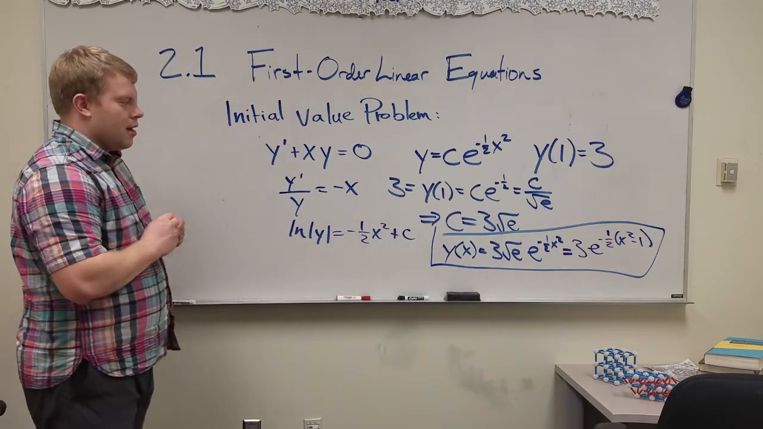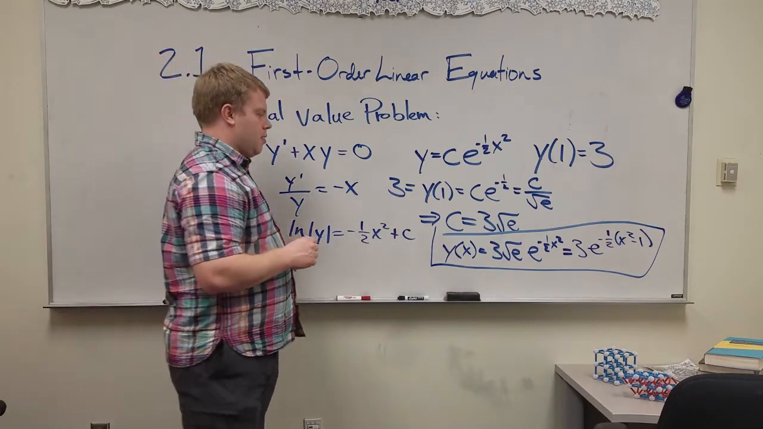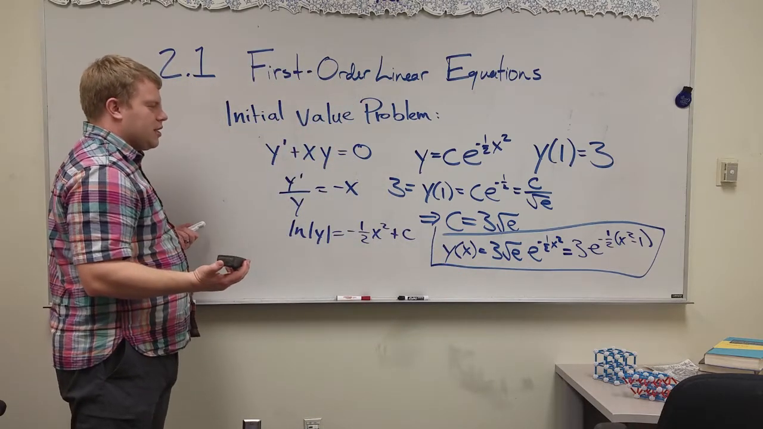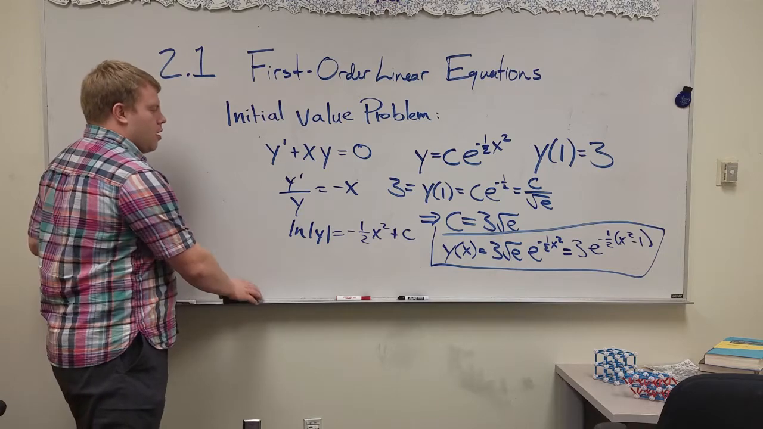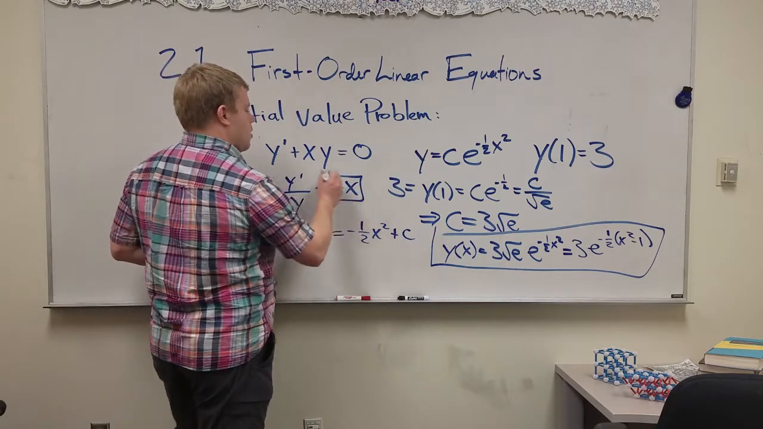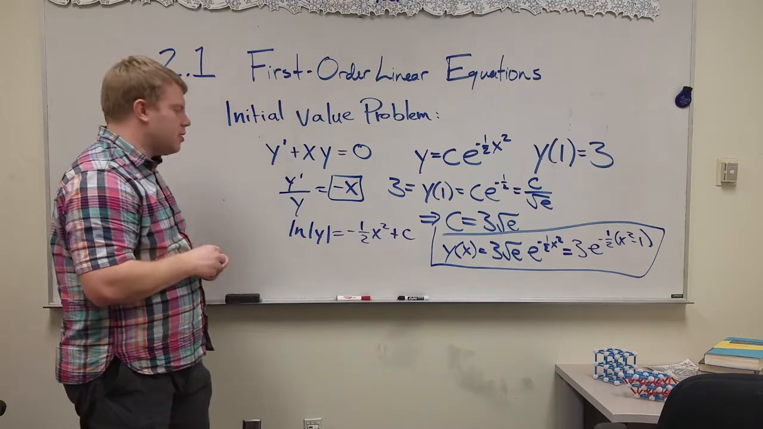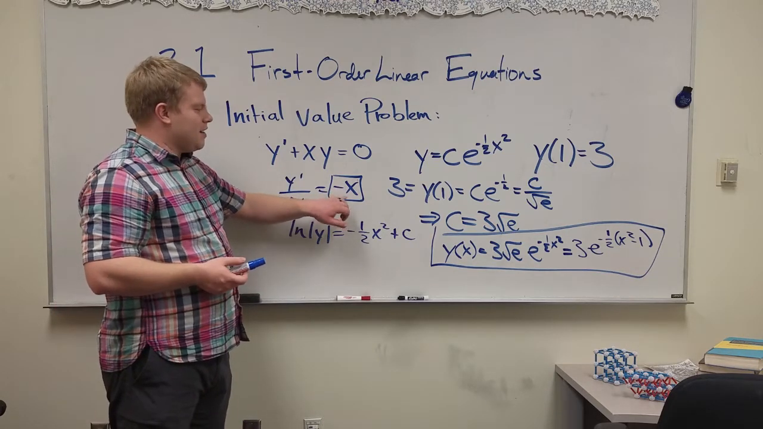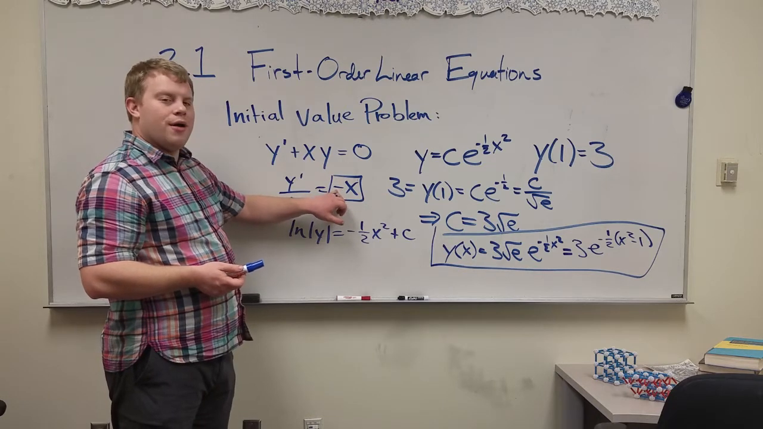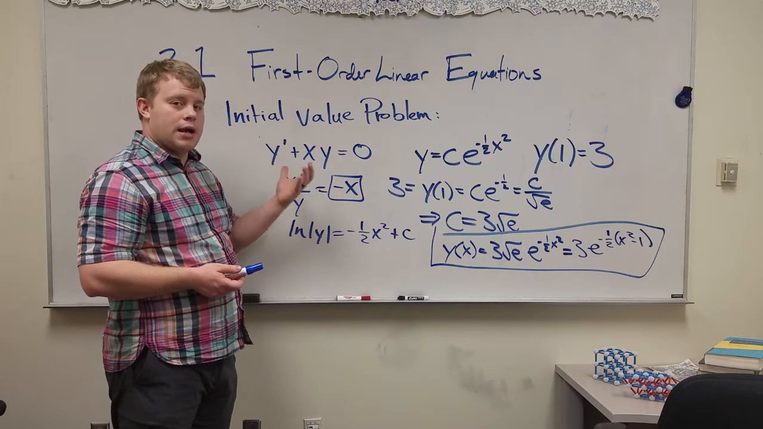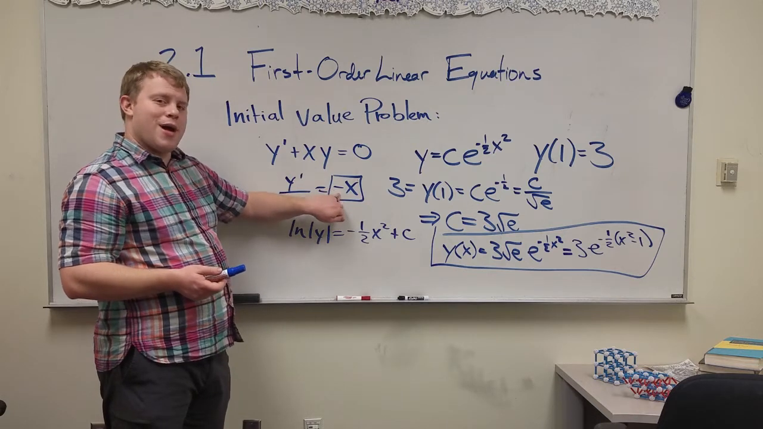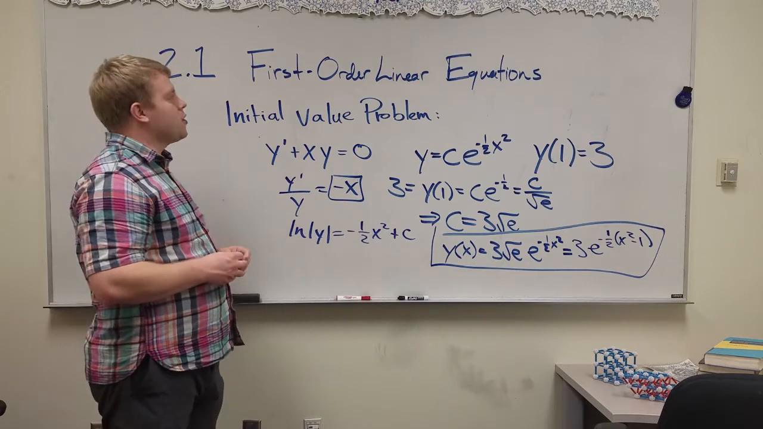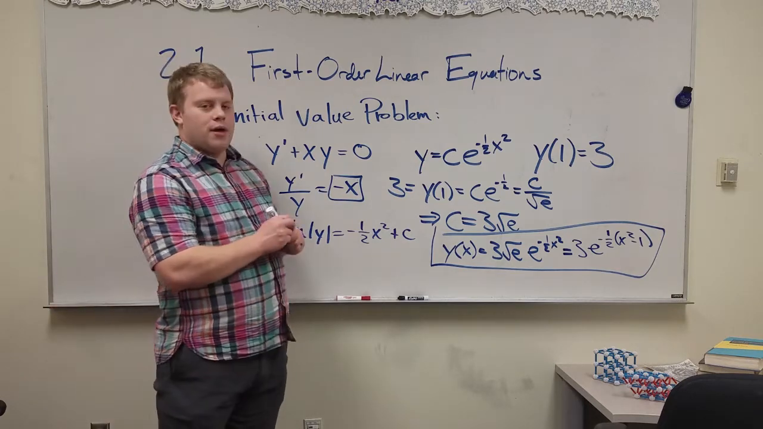Okay, now what was the only real difference between this problem and the problem before? It was just right here. Before we had a constant there, now we have this function negative x. And as long as you know how to find an antiderivative, so you know how to integrate the function on the right-hand side, you can solve any first-order linear initial value problem.